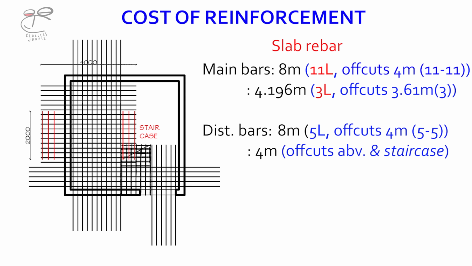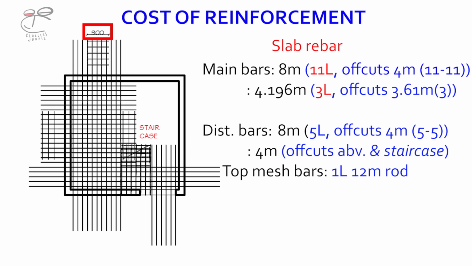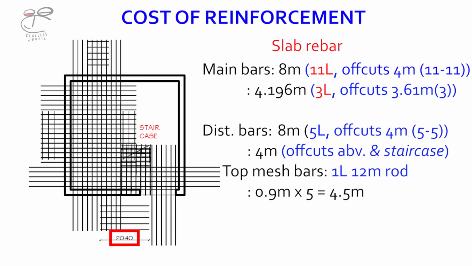So we'll do 2 meter multiplied by 6, that's 12 meter rod. So 1 length of 12 meter rod will suffice for that to complete the top mesh of that area. So the next one, to complete the top mesh of that, we need 0.9 meter bars, and there's 5 units of that. So 0.9 meter multiplied by 5, that's 4.5 meter. So finally, for this underside, we'll be needing a 2.04 meter bar to complete the top mesh of that region. So we'll do 2.04 multiplied by 5, so that's 10.2 meter.